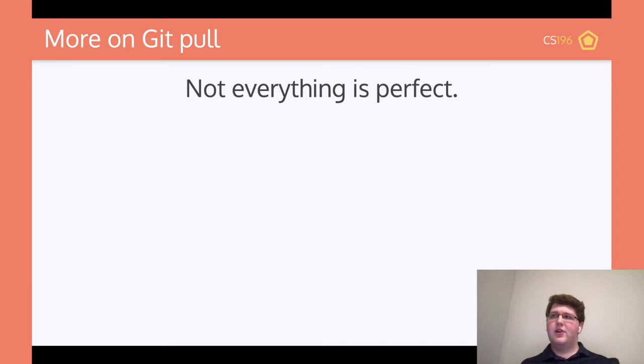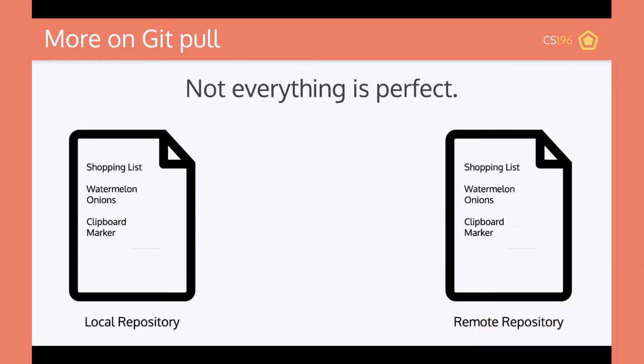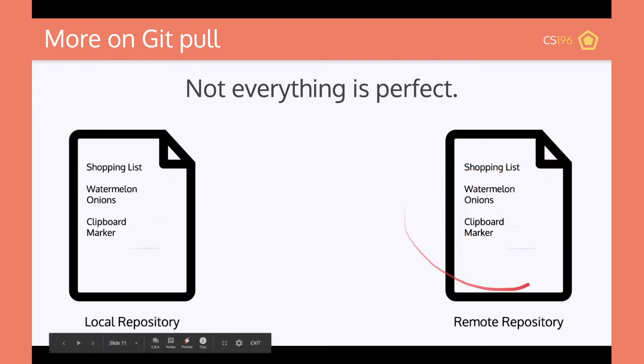So let's talk about git pull. Git pull is not perfect, unfortunately. We love to live in a perfect world, but it's just not. And to demonstrate this, we're going to talk about a shopping list that we have. And I'm going to turn my camera off so that you can see what that says. Okay, so in this example, we have two shopping lists. So on the left-hand side, we have the local repository. Let me get a pointer. So yeah, you have the local repository over here, and then you have the remote repository over here.